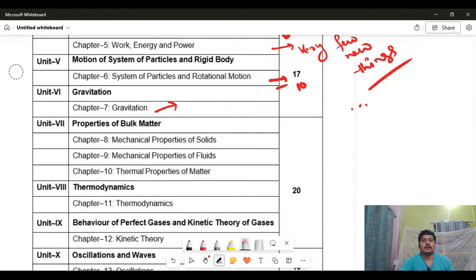Here you will get some new concepts, totally new compared to your mechanics: mechanical properties of solids, fluids, and thermal properties. That means how heat flows from one place to another, and how solids flow. Solids will not literally flow, but what happens if you apply force on a solid? I'm giving one example. An object is kept, and you apply force, so it will move this way.